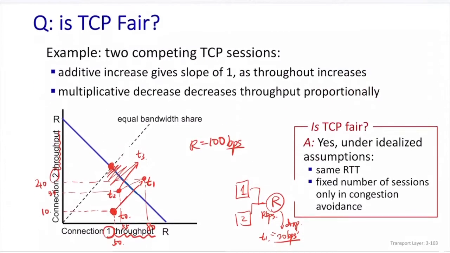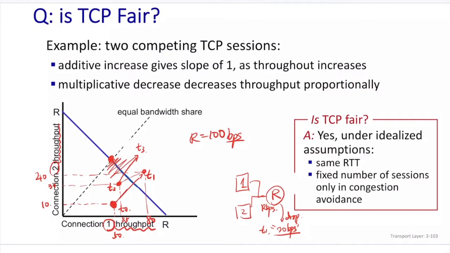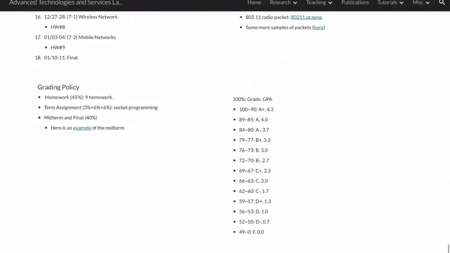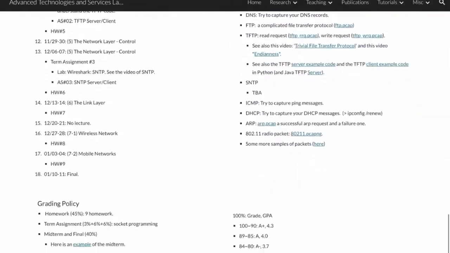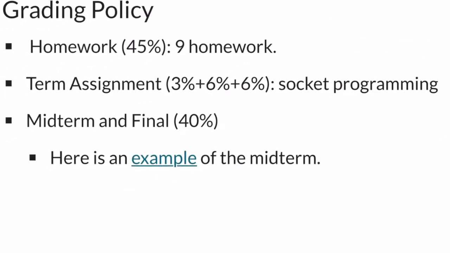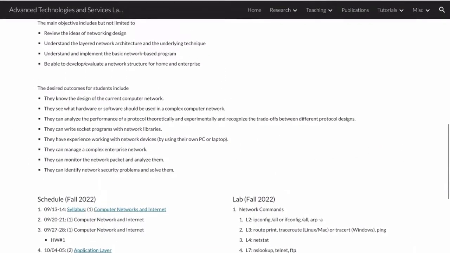Please take some time to review all those slides. Next week is the final exam. Make sure you go to the classroom to take the exam. We have some examples right here. Take a look at the midterm example. I think it is quite helpful.